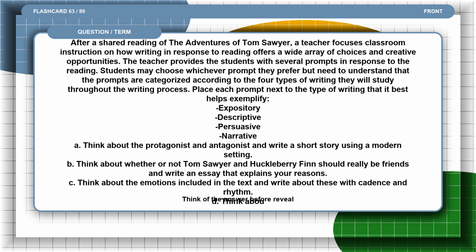A. Think about the protagonist and antagonist and write a short story using a modern setting. B. Think about whether or not Tom Sawyer and Huckleberry Finn should really be friends and write an essay that explains your reasons. C. Think about the emotions included in the text and write about these with cadence and rhythm. D. Think about... Pause and think of the answer before the reveal.